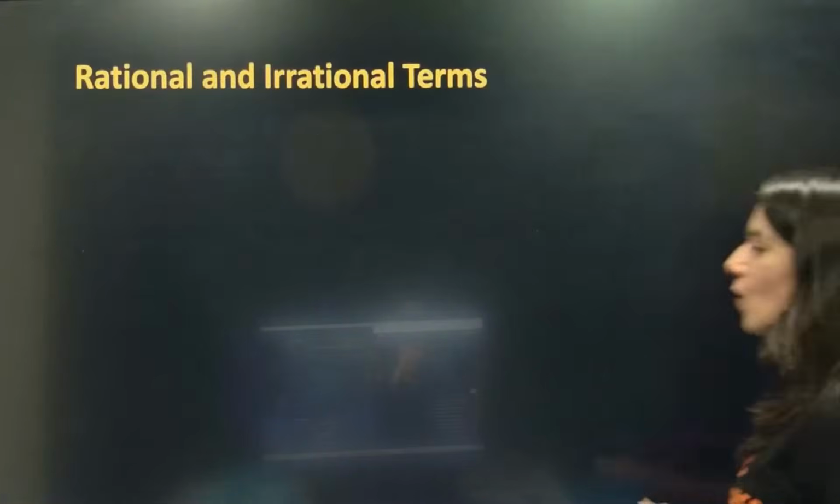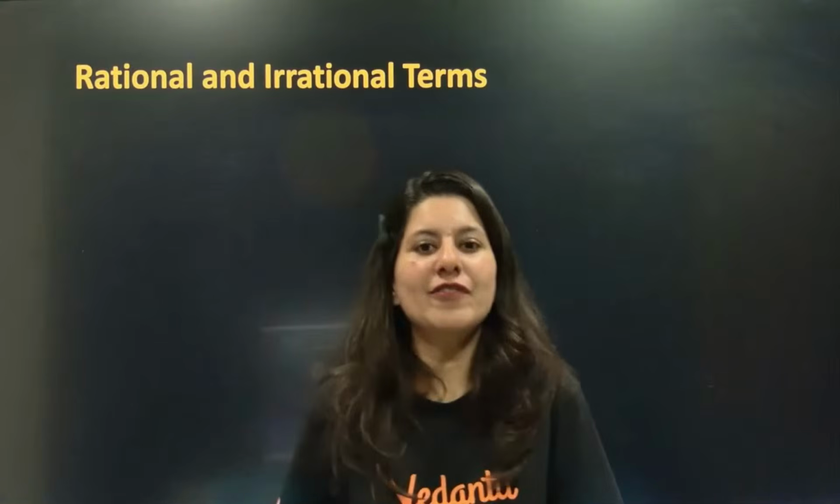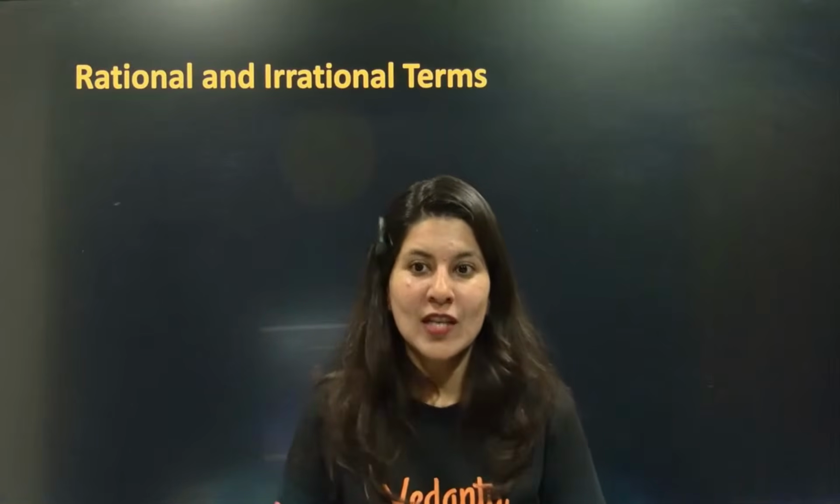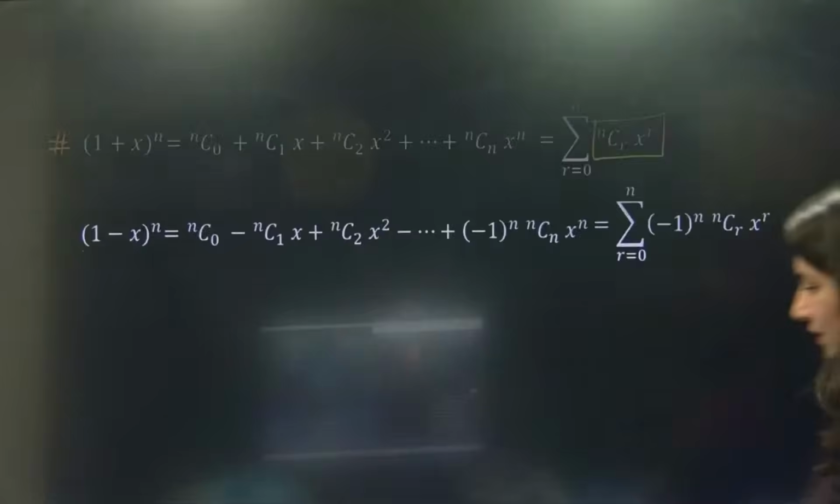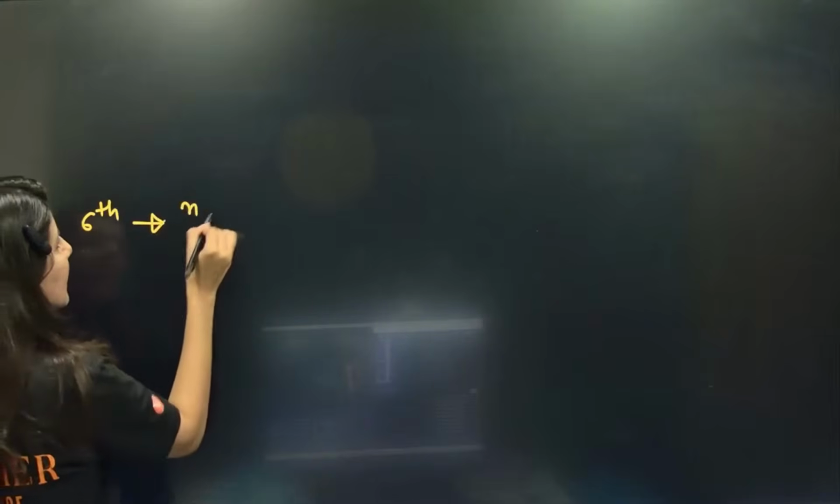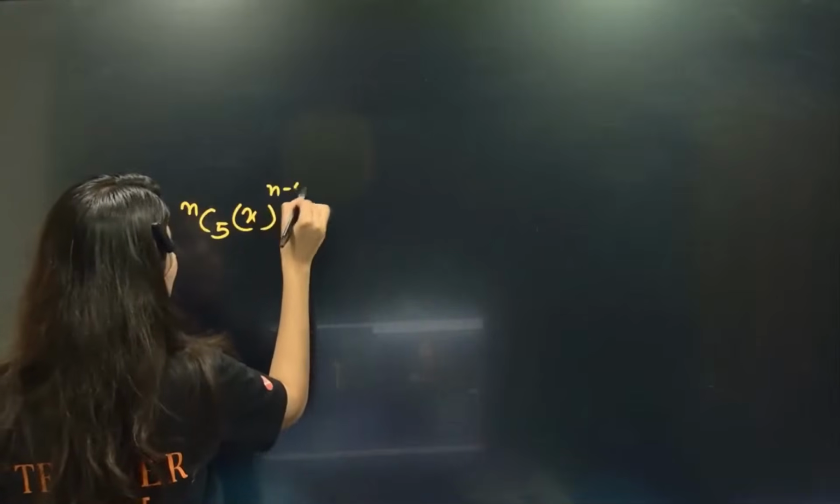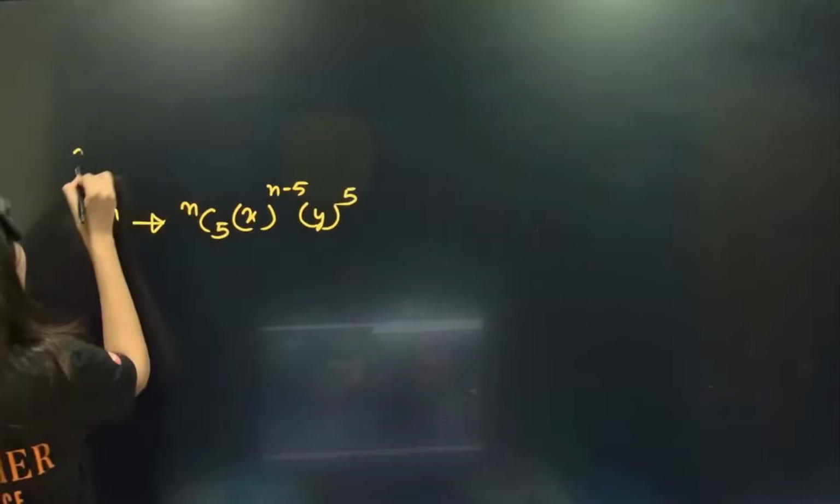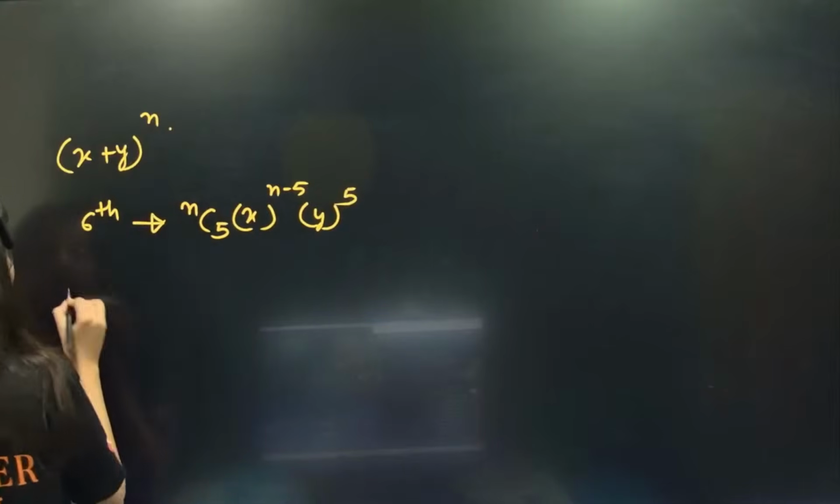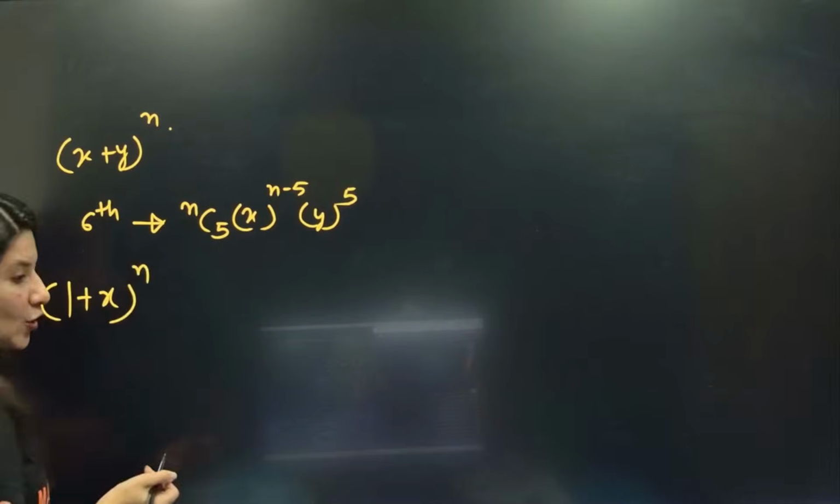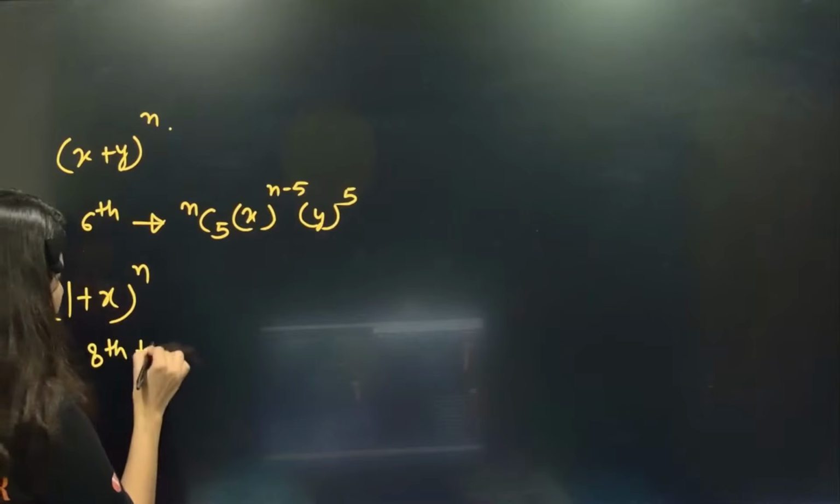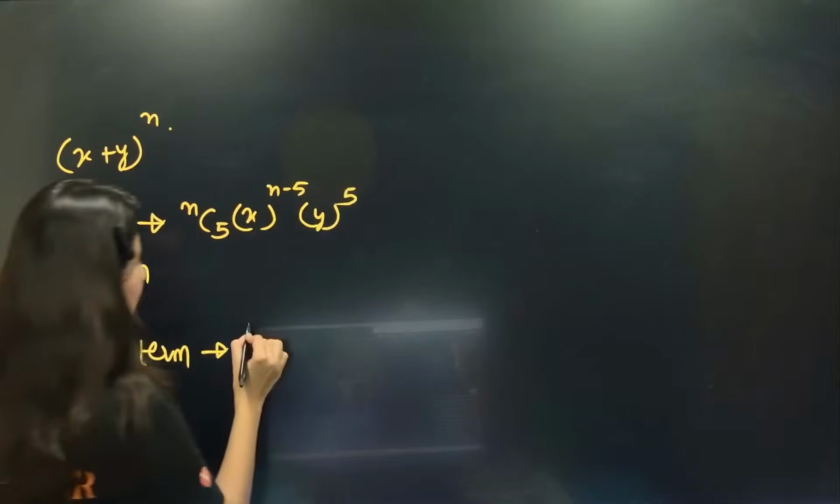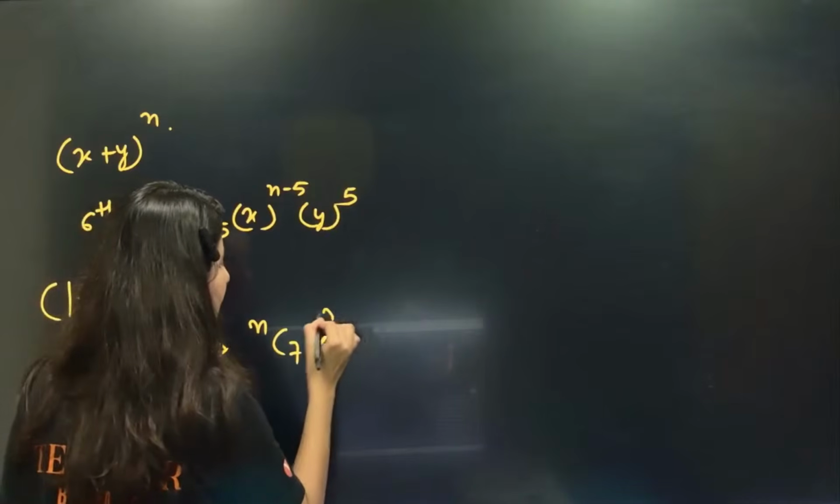Alright, now another topic. So this was all about coefficients of the binomial theorem. Let me conclude that whenever they are asking about the 6th term, the coefficient will be nC5, and it is going to be x^(n-5) y^5, in (x + y)^n or (1 + x)^n. If they are talking about the 8th term, it is nC7 x^7.